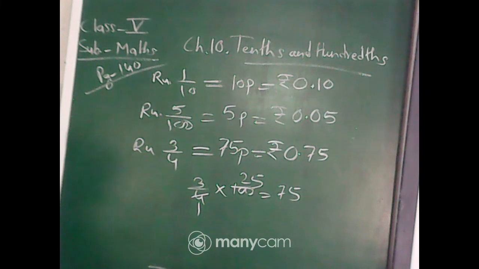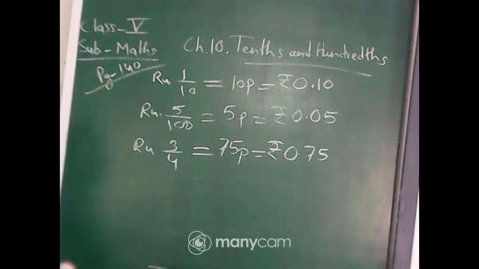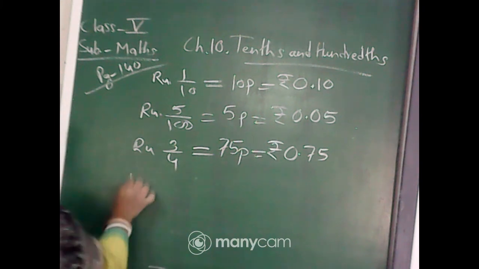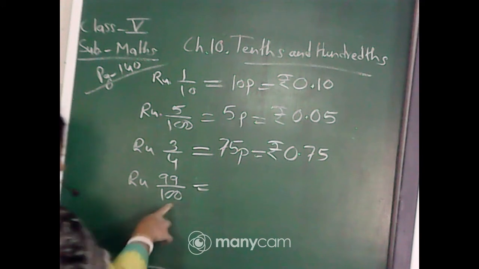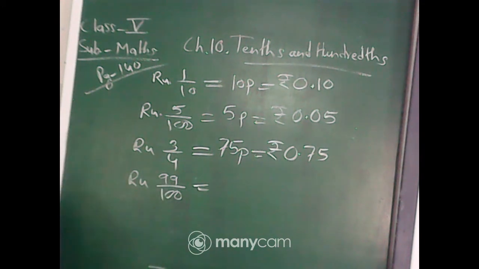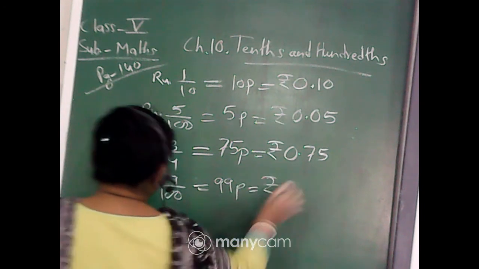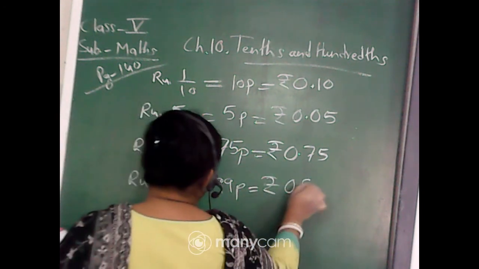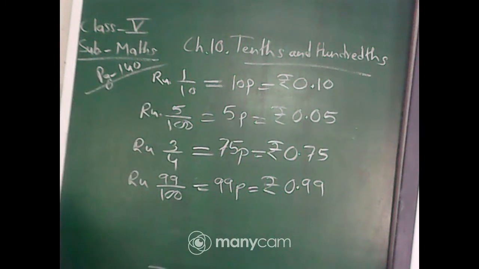Clear? Then the next one. Rupees 99 by 100. Obviously this 100 will be cancelled, only 99 paise will be left. So here you will write 99 paise, and in rupees you will write 0.99. Okay.